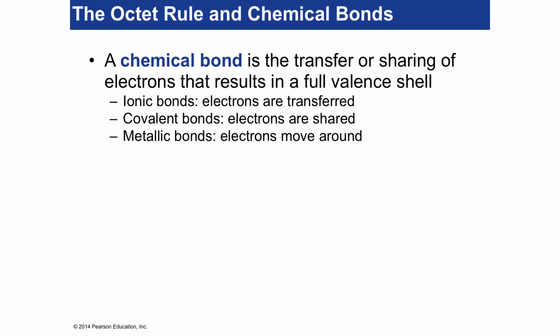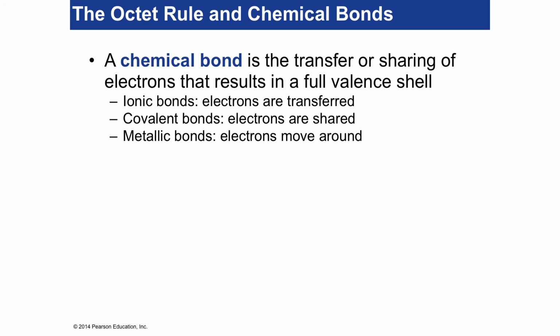And then a final review is that a bond is either a transfer, and I think of it as stealing or getting stolen from, or a sharing of electrons that result in a full valence shell. So 2 in the case of the first, like hydrogen, in the case of the first period, you'll be full, or in all subsequent rows, you're going to have 8 required. And the 3 types of bonds are different ways that these elements can become more energetically stable.